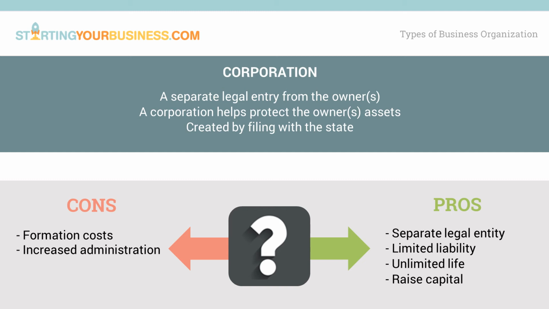There are a few downsides of the corporation, which include the cost of formation and increased administration. The corporation costs $100 to form in California, in addition to a minimum annual tax of $800. In addition, there are a number of administrative duties, such as an initial board of directors meeting, shareholders meeting, taking minutes at the meeting, issuing stock certificates, and writing the bylaws.